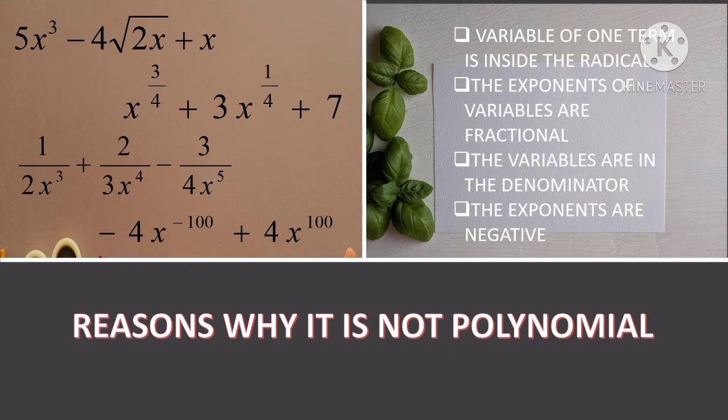So another example why it is not polynomial is 1 over 2x cubed plus 2 over 3x to the power of 4 minus 3 over 4x to the power of 5. The reason is the variables are in the denominator. And lastly, negative 4x to the power of negative 100 plus 4x to the power of 100, the exponents are negative.